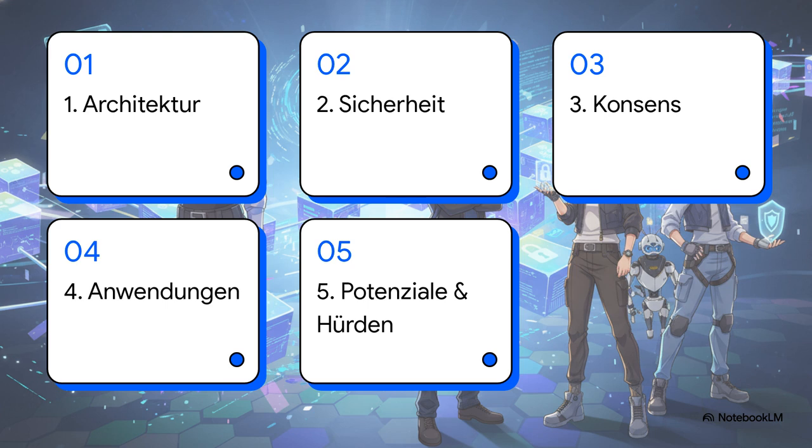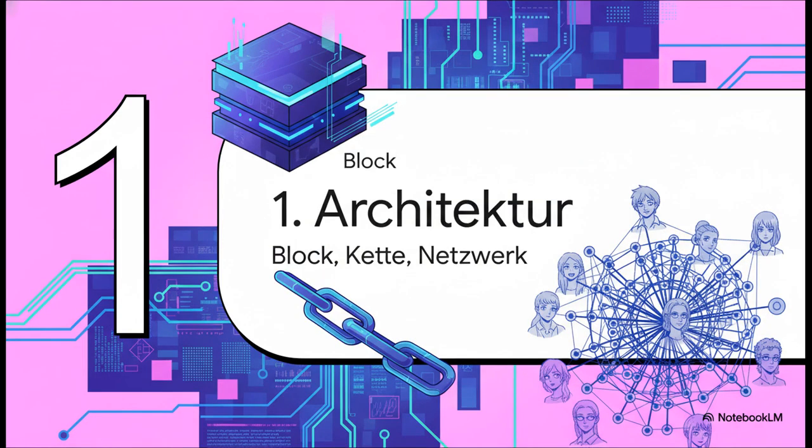Here's how we're going to break this down. First, we'll look at the core architecture, the block, the chain, and the network. Then, we'll see how that structure creates such powerful security. After that, we'll dive into how new blocks are actually created, check out some real-world applications, and finally, wrap up with a balanced look at the potential and the challenges. All right, first up, the architecture.